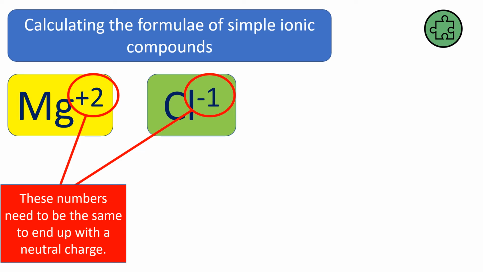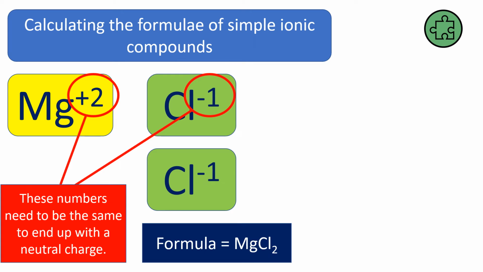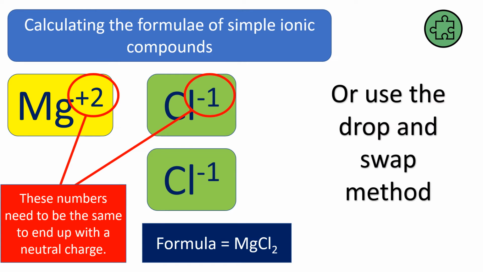These numbers need to be the same. They need to end up with a neutral charge. And the way to do that in this example is by adding another chlorine. So now we have a +2 and we also have -2 because we have 2 chlorines. So the formula for magnesium chloride would be MgCl2. I need 2 chlorines to balance out that 1 magnesium. We're going to look at the drop and swap method in a minute, but let's have a look at this first version first.